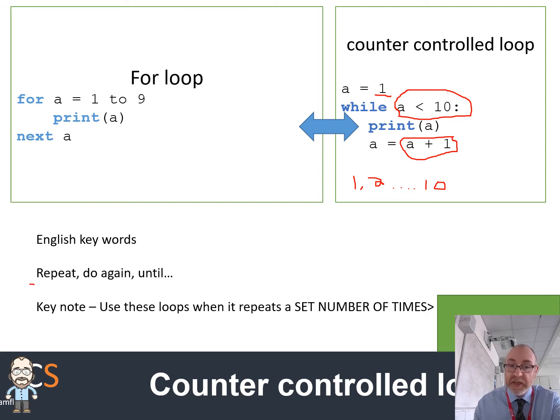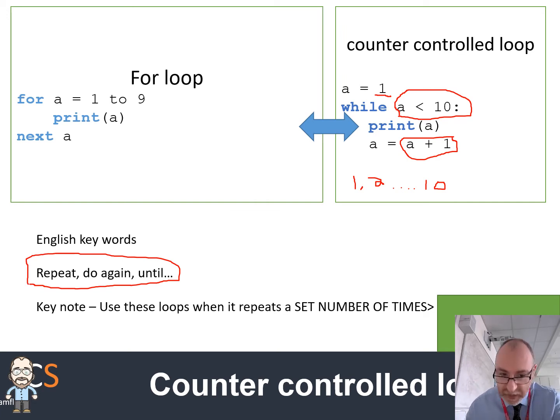So the keywords for this one, not an exhaustive list obviously, are things like: if I'm repeating something, do something again, until, or having to do something more than once. That's when I know I might need a loop. And the key here is if I want to use a counter-controlled loop, then I need to do something a set number of times.